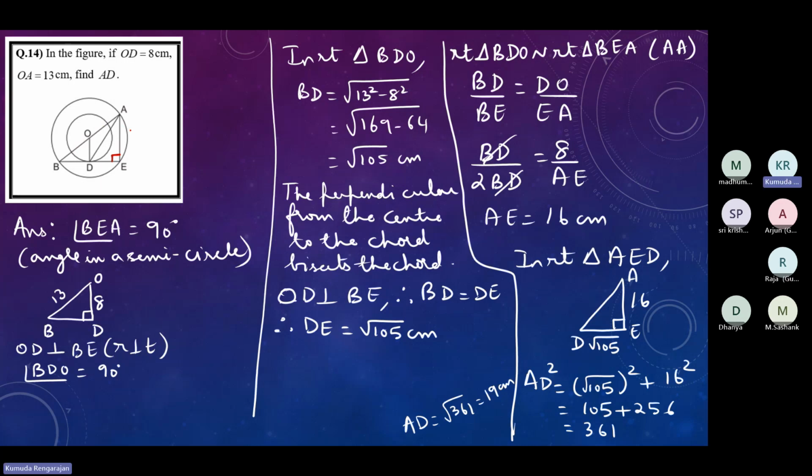So we know that the angle in a semicircle is a right angle. So see the outer circle, AB is the diameter. So angle AEB is equal to 90 degrees. The angle in a semicircle is a right angle.